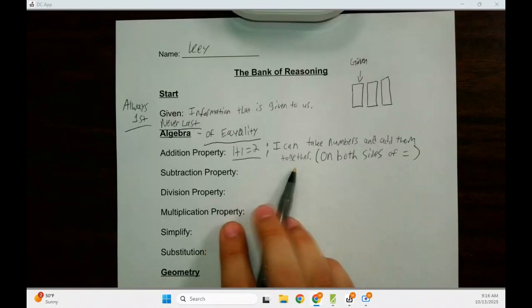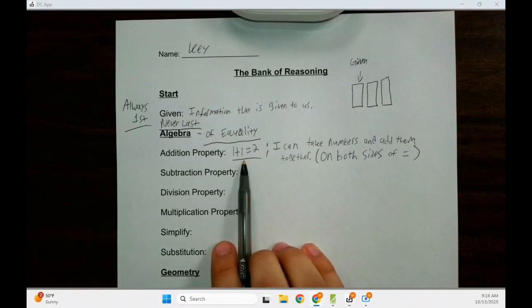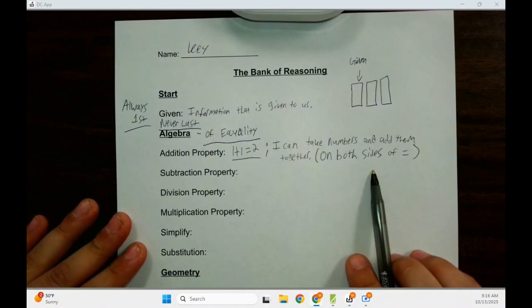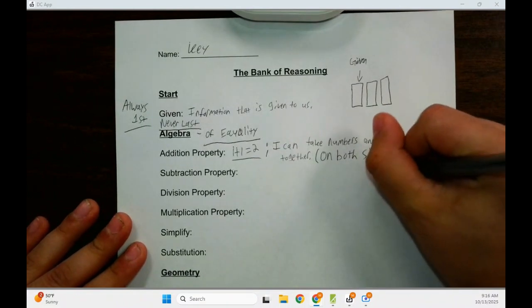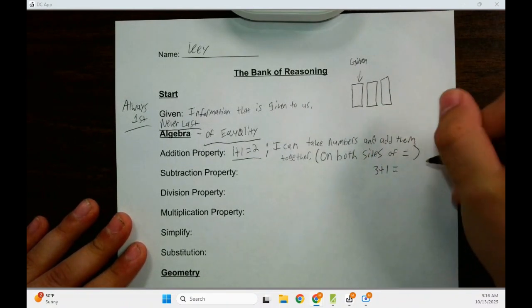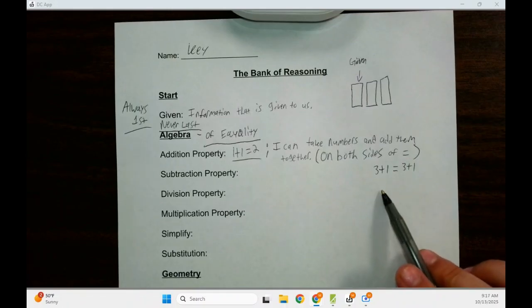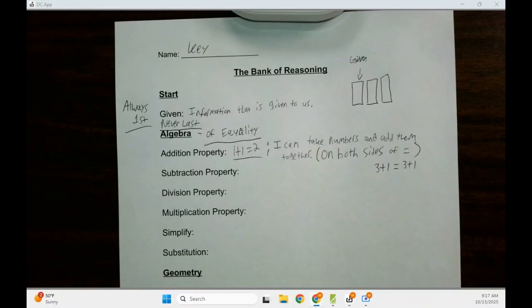So when I have this thing written, 1 plus 1 equals 2, we know that that's possible on both sides of the equal sign. So it could look something like this: 3 plus 1 equals 3 plus 1. Well, of course it does, right? Because we know that to be true. But what's happening here? I'm adding 1 on both sides. That's what keeps it equal. It holds equality. That's the high school jump, okay? Is the fact that we're specifically talking about going on both sides.